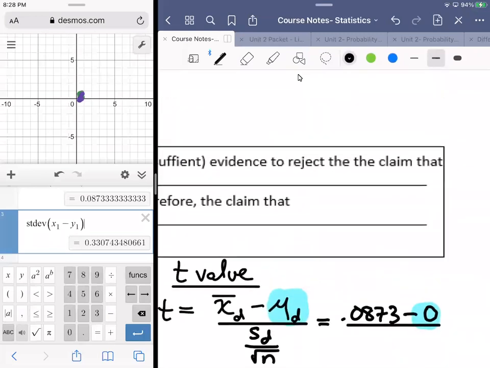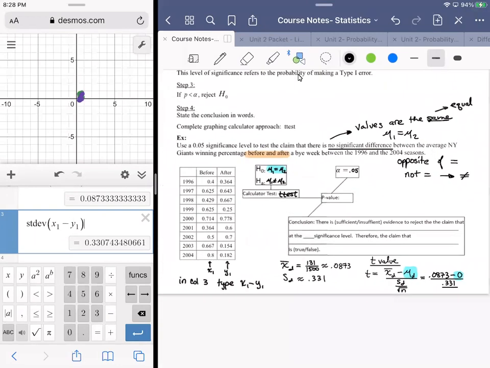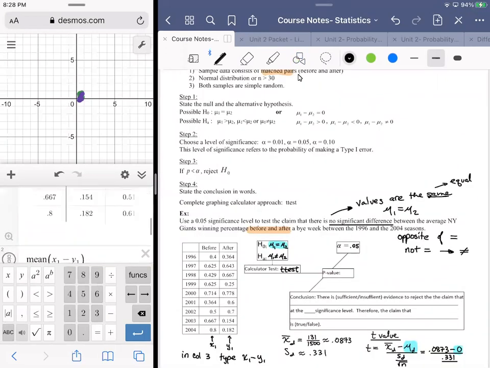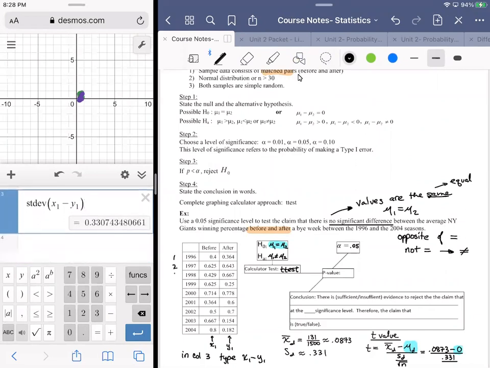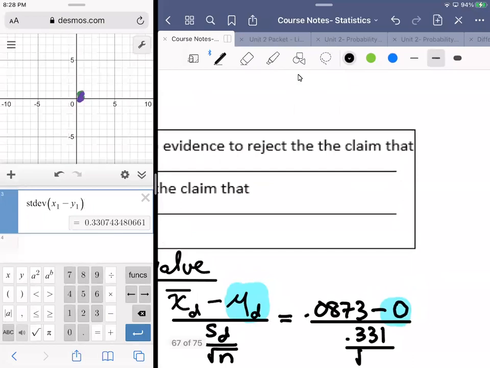So we got the 0.331. And the n value is the number of pairs of data, right? So if you just count them all up, you could look at the table too, count it up in Desmos, or you just count it up here. This is my first, second, third, fourth, fifth, sixth, seventh, eighth, ninth pair of data. So we have 9 pairs ignoring the years. So over the square root of 9.